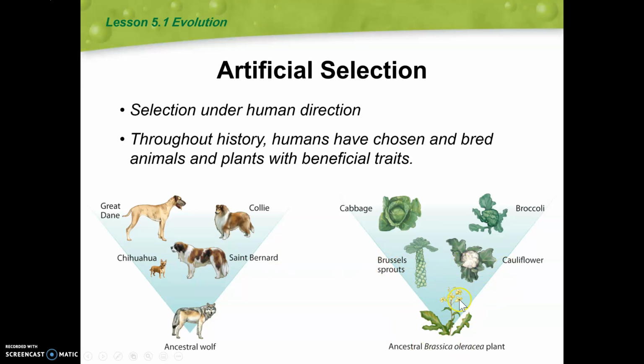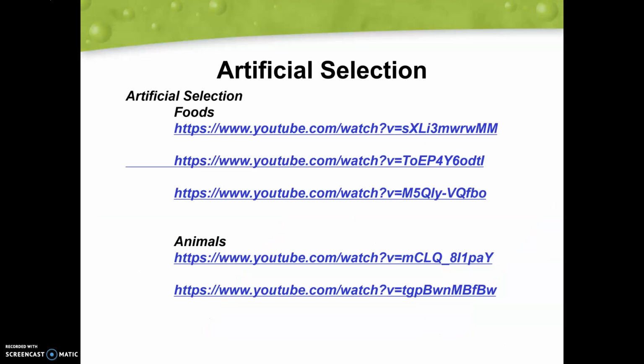Same thing here with our plants. We took one plant, we crossbred it and changed its characteristics, and we made some beneficial traits from it. So we made some different types of vegetables here. That's really what artificial selection is: crossbreeding, taking beneficial traits and trying to put them into another plant. Again, I encourage you to watch some of these videos.